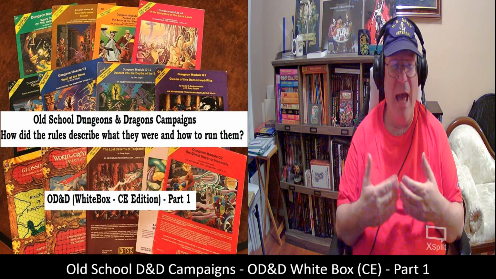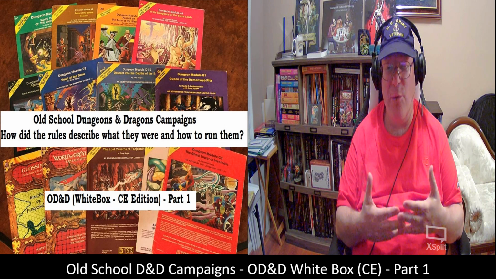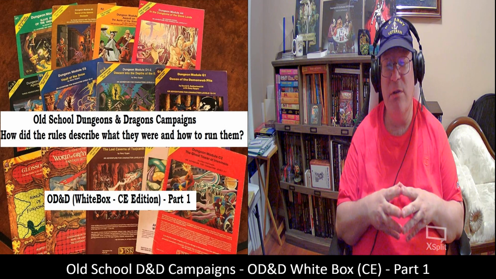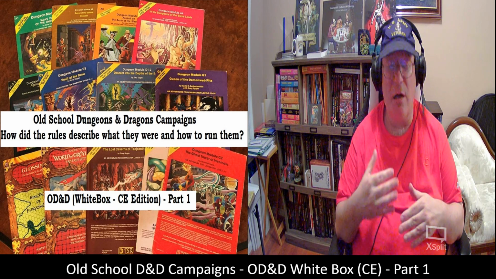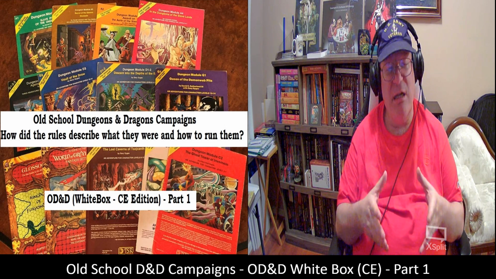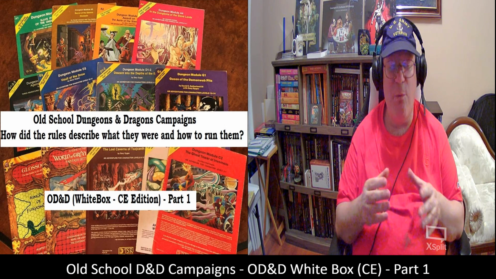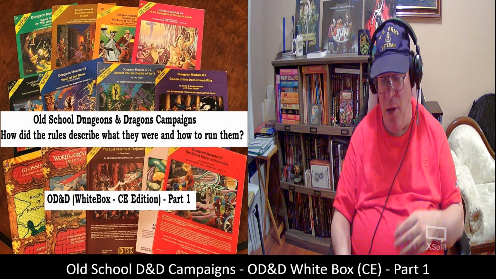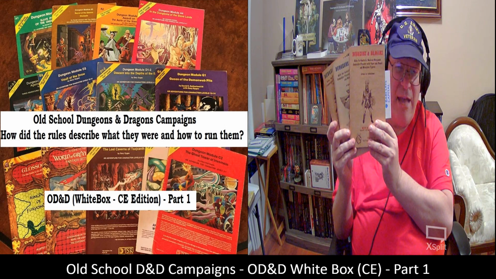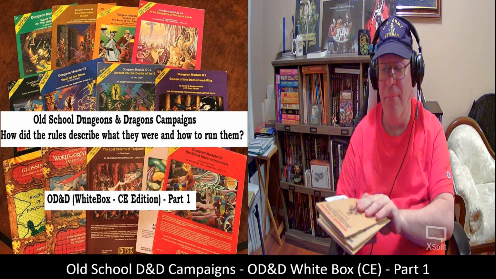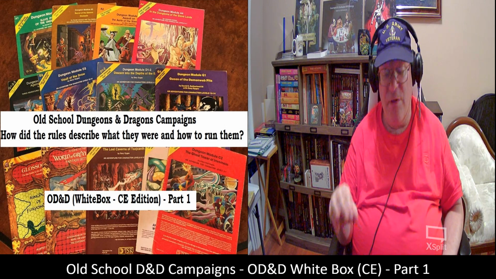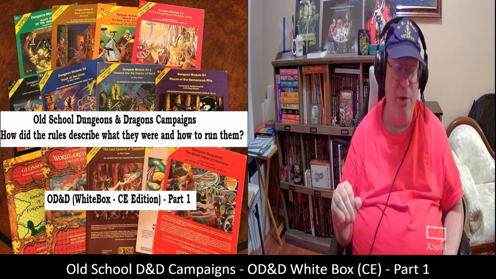All right, how did the rules describe what a campaign was, and more specifically, how did the rules explain how to run campaigns? So once again, I am going to begin with OD&D, the White Box Collector's Edition, which I have here. There are three books in that edition, although what I'm going to focus on is only the first book and the third book.